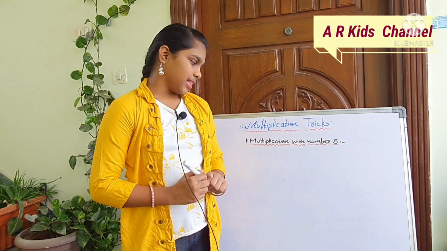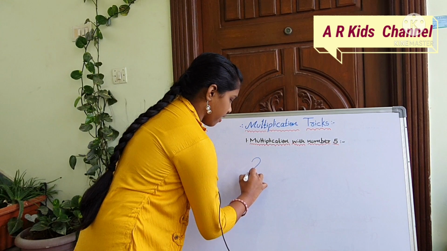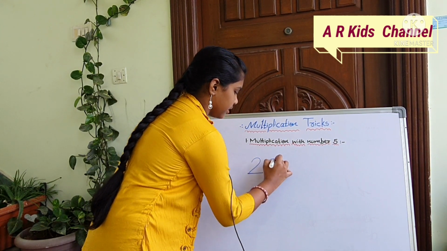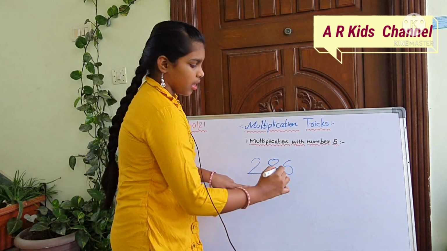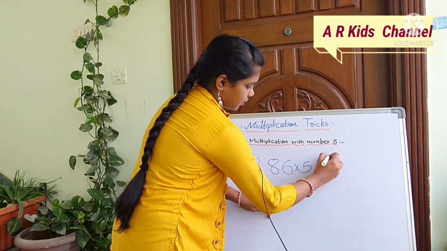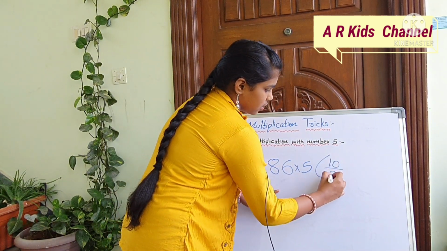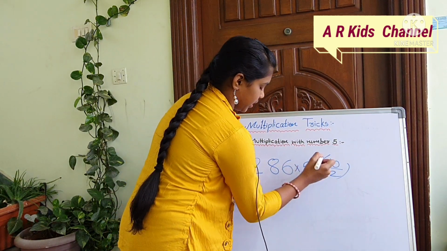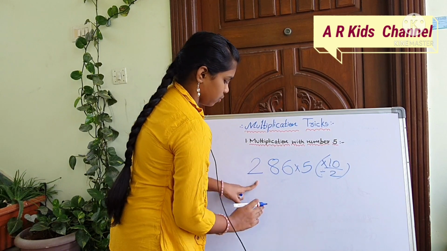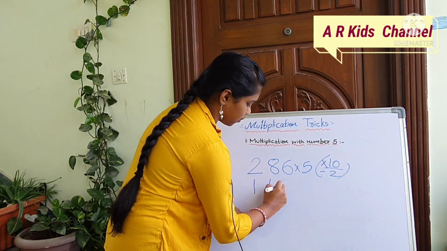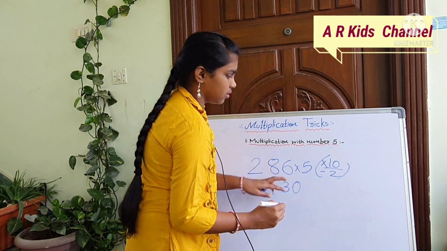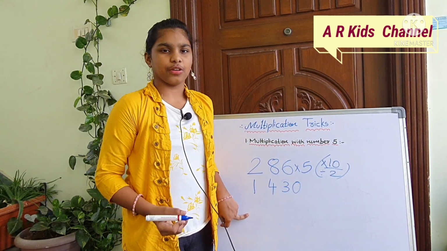Now let us see another example. Here I have 286 into 5. First you need to write in bracket 10 by 2. Then you need to divide this number with 2 and then multiply this number with 10. So 286 divided by 2: 2 ones 2, 2 fours 8, 2 threes 6, and then multiply it with 10, and the answer is 1430.